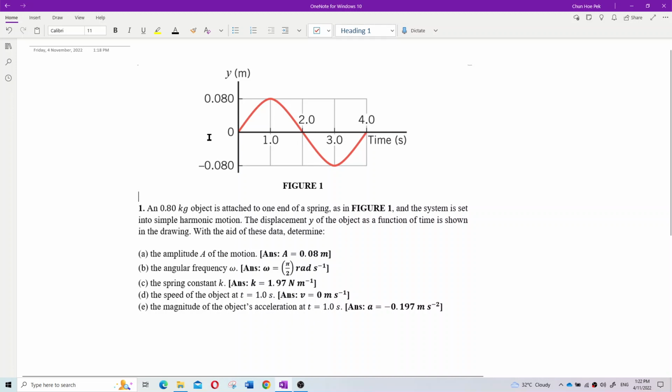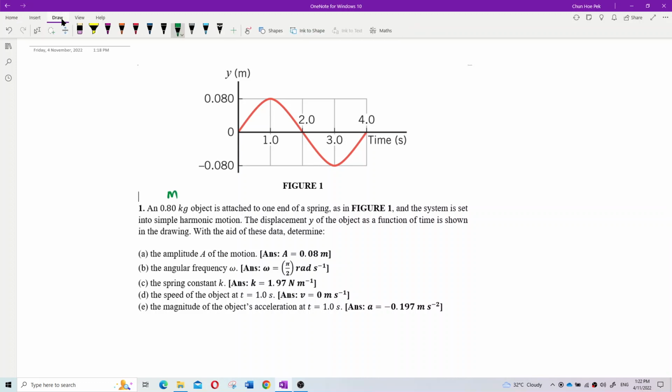So how to do this question? First of all, we find out what information is given. It gives us the mass of the object, and this is a displacement time graph. From here we can find the amplitude and period, for example.